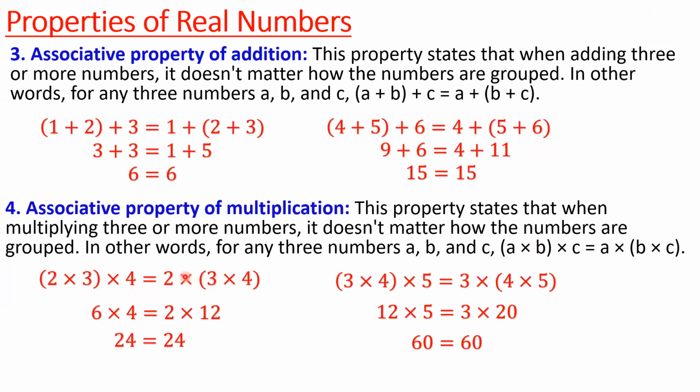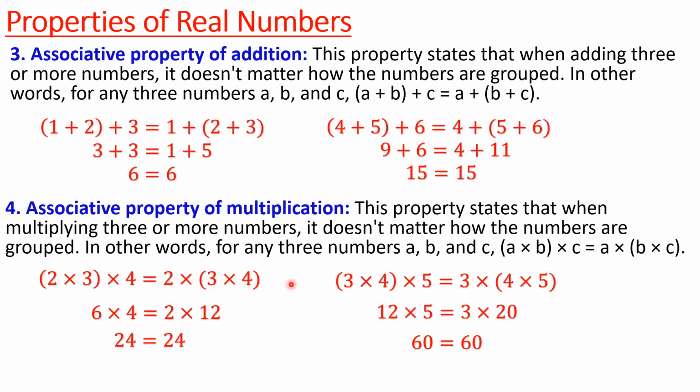So first you go to the first bracket, which is 2 times 3, and that equals 6. Then you bring down the 4, and then you put the equal sign and write down 2. And then you go to the next bracket, 3 times 4, which is 12. Then you go back to 6 times 4, which gives you 24. And 12 times 2 gives you 24. So therefore, 24 equals 24.